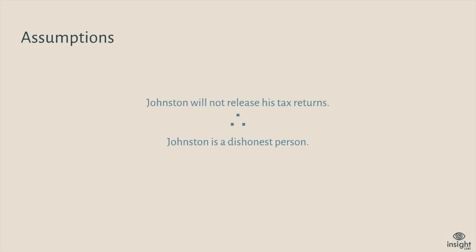Often, arguments that look kind of okay are actually relying on faulty assumptions. In this case, maybe Johnston can't release his tax returns for some reason or another. Maybe it's extremely complicated, and he thinks that people will misunderstand it, and it'll cause problems for him. Maybe that makes him a dishonest person anyway. But the point is, there are often gaps between the premises and the conclusion, and those are called assumptions. You need to keep them in mind because they're important on the LSAT.